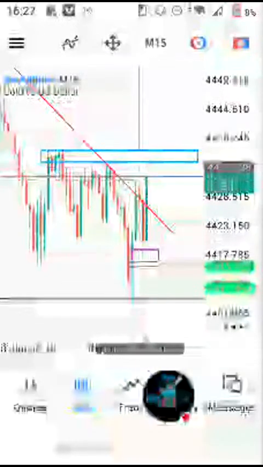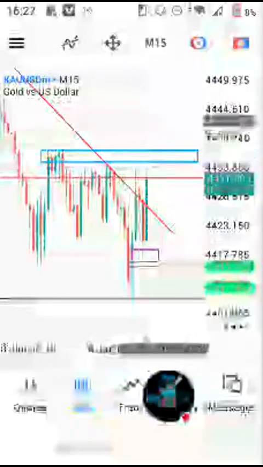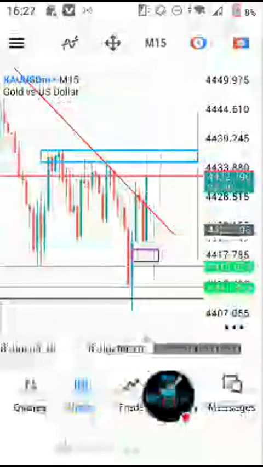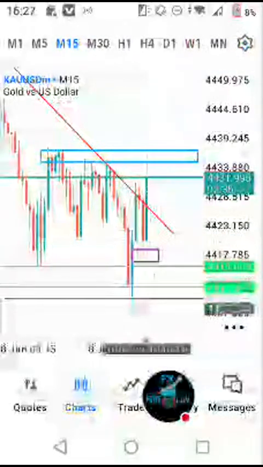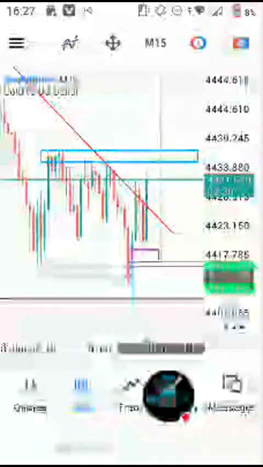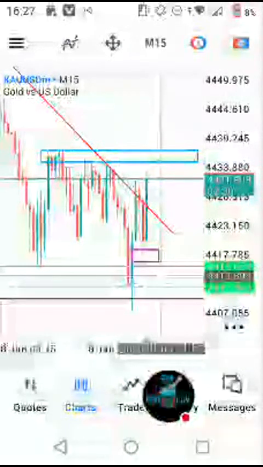Supply flips to demand. So how do I confirm this? I'll have to wait for price to break above this supply zone and return back to this purple rectangle, which is our flip zone. This is where I'm supposed to execute the buy entry, placing my stop loss below the demand zone. Although that stop loss is slightly huge, and when you have small money, it's a very huge one.